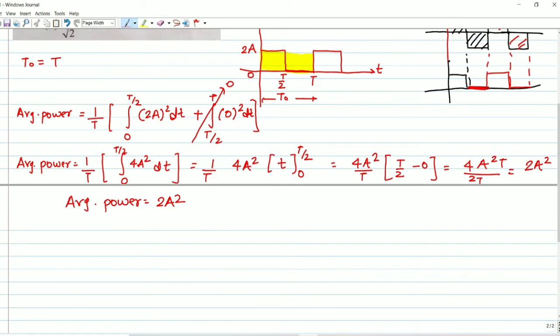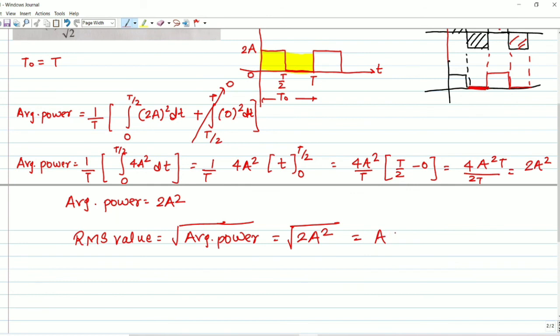But in this question we have to find the RMS value. It will be nothing but the square root of average power. Now we have to put the value of average power, which is equal to 2a squared. The a squared will be cancelled out from the root. It will be root 2 a. We are getting the RMS value equal to root 2 a. Now I am going to highlight. This is my answer. Understood all of you? Let me check which option is matching.